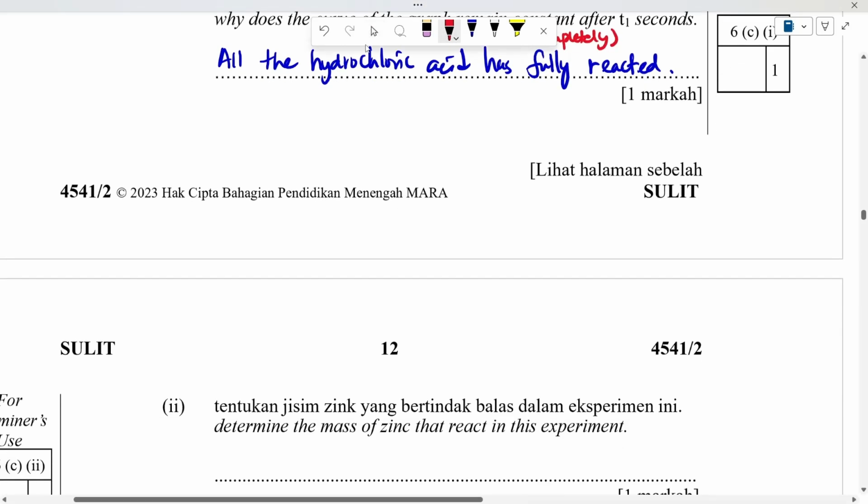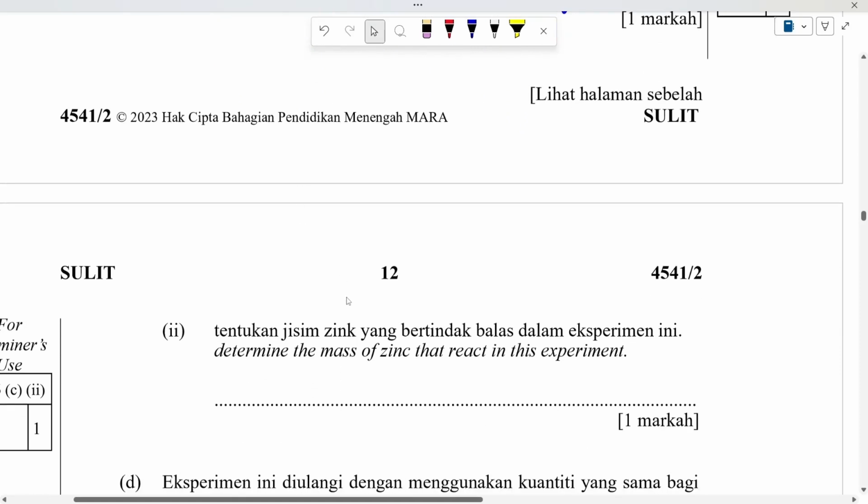Now next. Determine the mass of the zinc that reacted in this experiment. So, what is your answer? How to get it? 4 minus 0.75, so equals 3.25 gram.